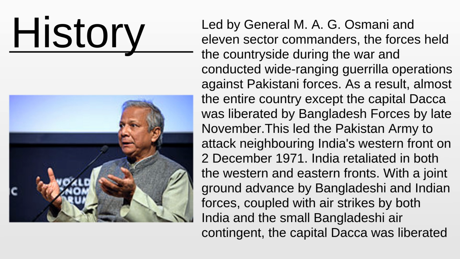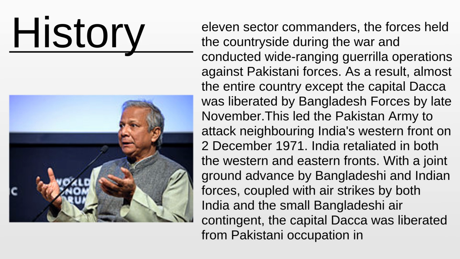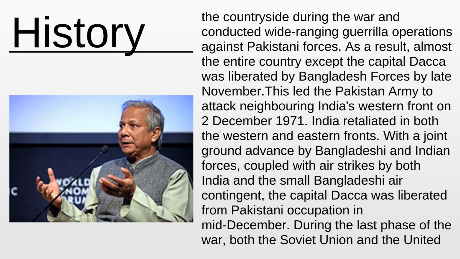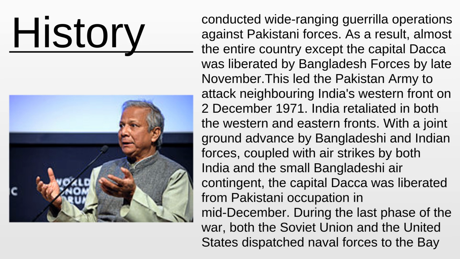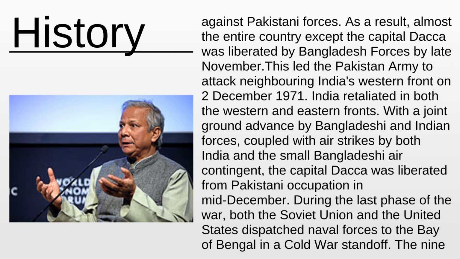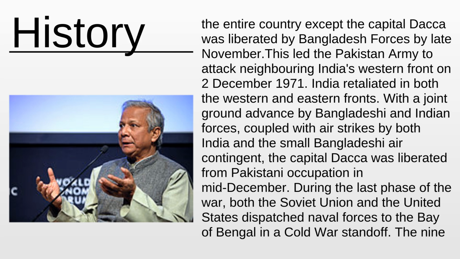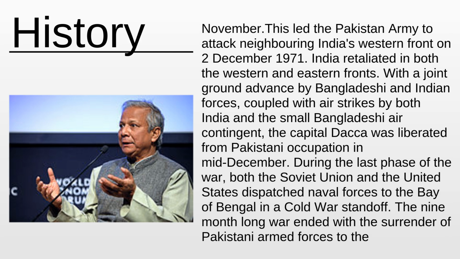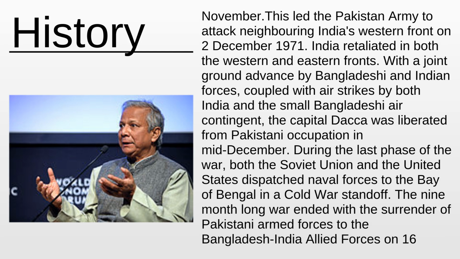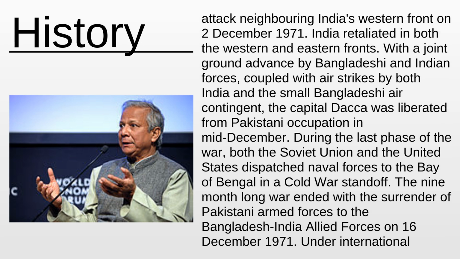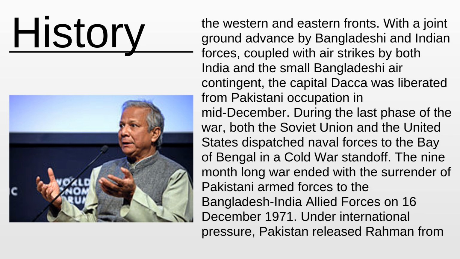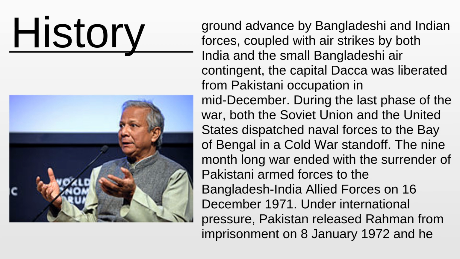As a result, almost the entire country except the capital Dhaka was liberated by Bangladesh forces by late November. This led the Pakistan Army to attack neighbouring India's Western Front on December 2, 1971. India retaliated in both the Western and Eastern fronts. With a joint ground advance by Bangladeshi and Indian forces, coupled with airstrikes by both India and the small Bangladeshi air contingent, the capital Dhaka was liberated from Pakistani occupation in mid-December.